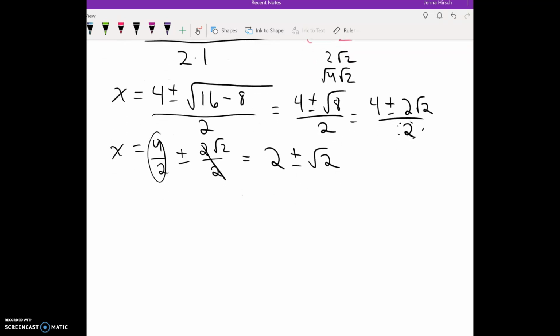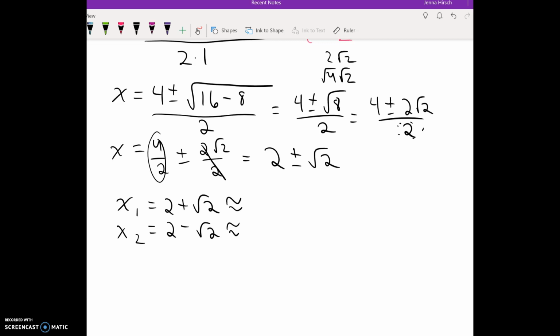Now let's talk about what that means. We have, first of all, two solutions. We're going to call our first solution 2 plus the square root of 2. Although the order is entirely unimportant, we're going to call our second solution 2 minus the square root of 2. So this is what we refer to when we say exact values. These are the exact values of the exact solutions, 2 plus the square root of 2 and 2 minus the square root of 2.